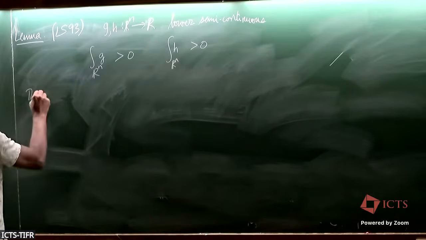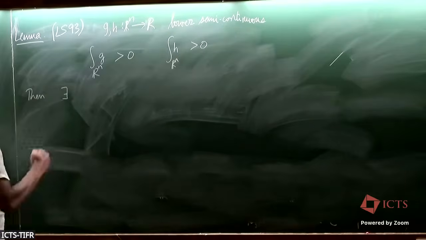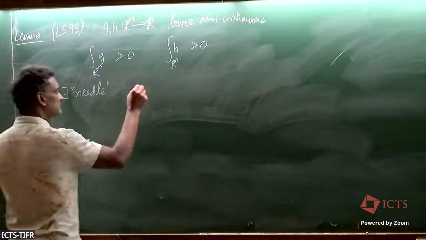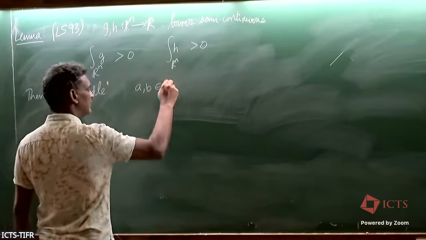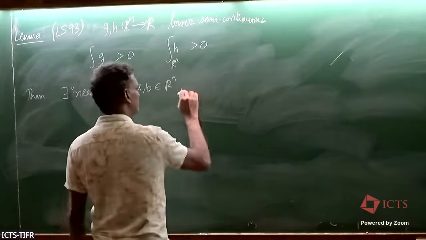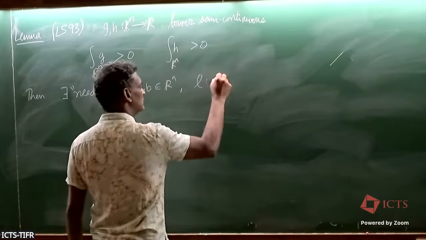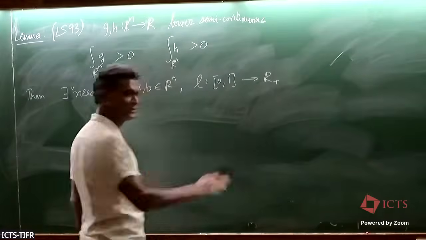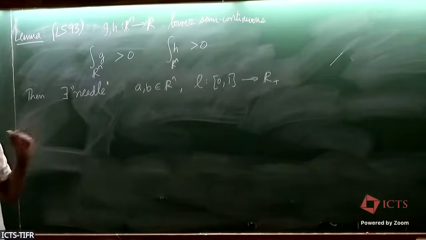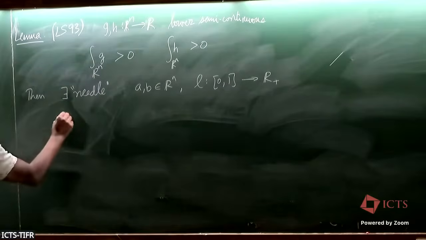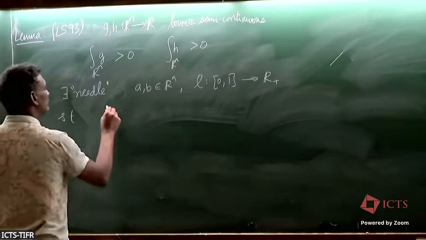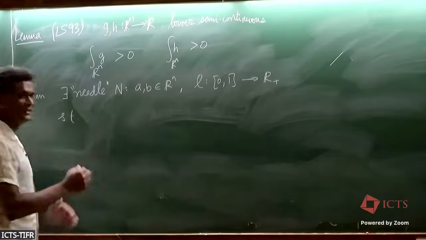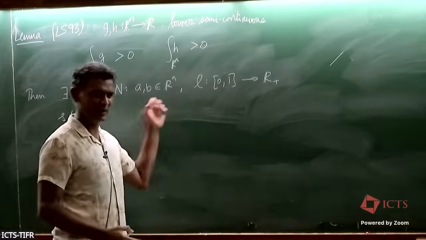Then there exists what's called a needle, which just means 2 points in R^n and a non-negative linear function on the unit interval [0,1]. So let's call this needle N. There exists a needle. N just means these 3 parameters: 2 points and a linear function.